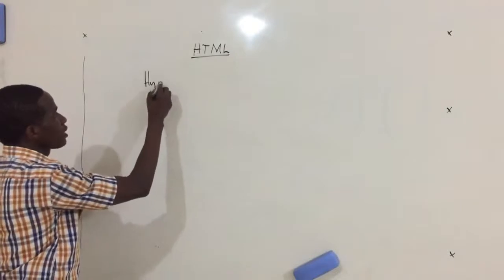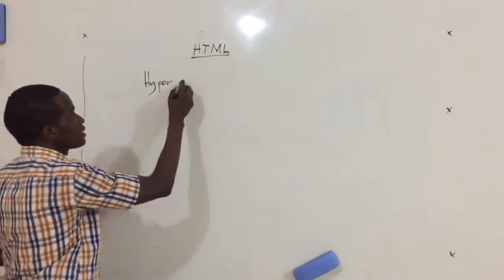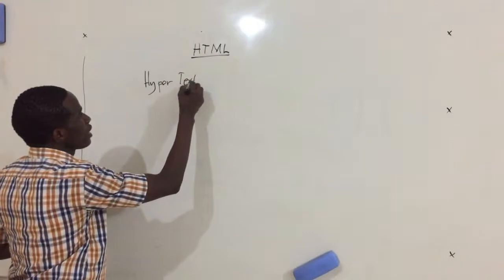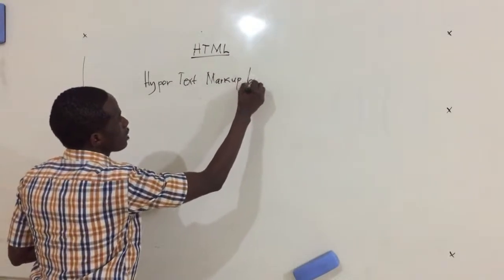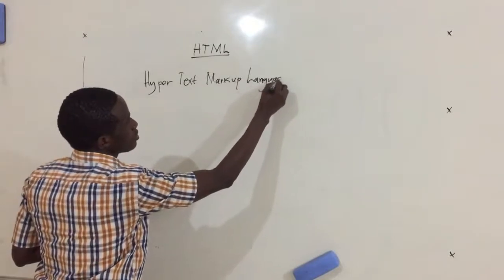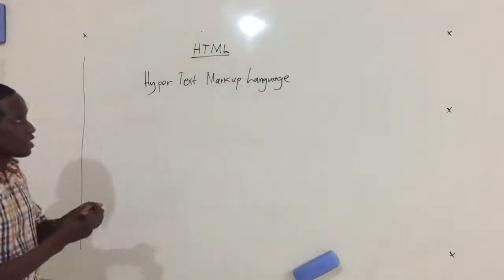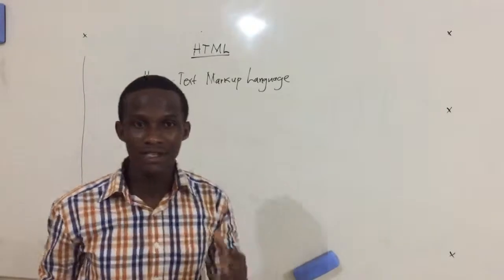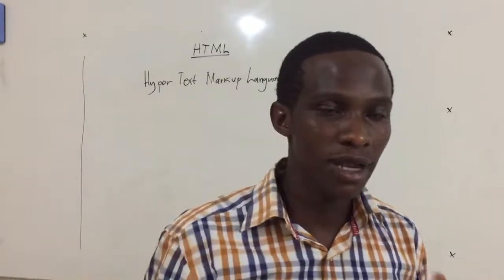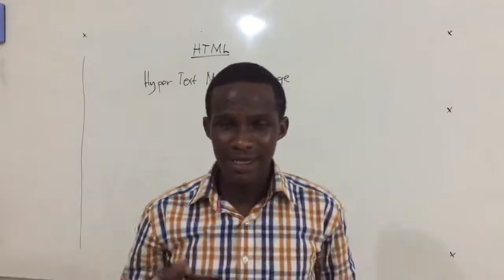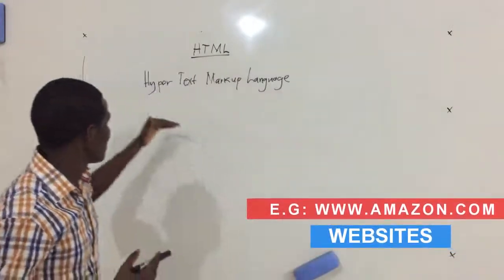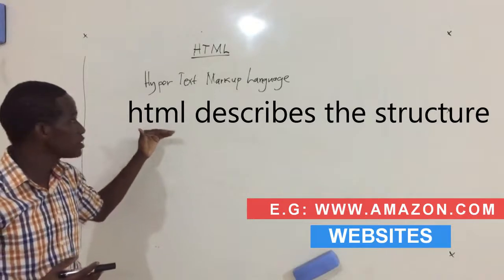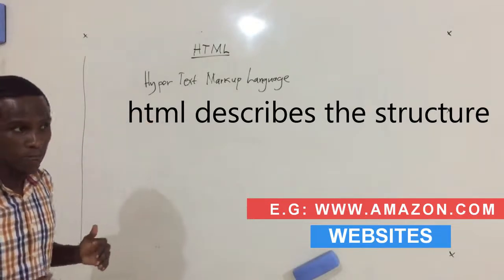So HTML is actually an acronym that stands for Hypertext Markup Language. In other words, HTML is just an abbreviation that stands for Hypertext Markup Language. HTML is a standard markup language that is used to create web pages, right? So HTML describes the content of a web page.